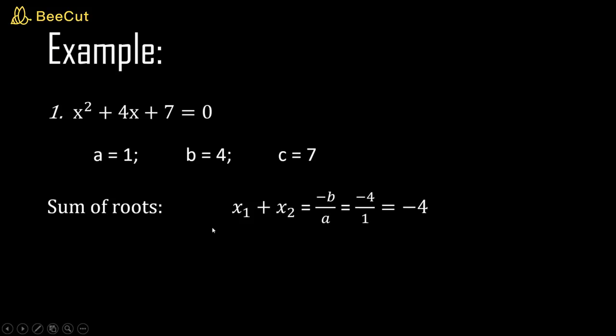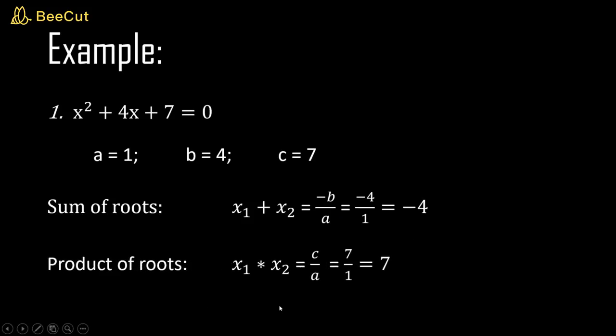To get the sum of roots, simply plug in the values that are needed. In this case, to find the sum of roots, we're going to plug in the value of b, which is 4, and the value of a, which is 1. So the sum of roots is equal to -4. For the product of roots, again, simply plug in the value of c, which is 7. So the product of roots is equal to 7 over 1, which is simply 7.